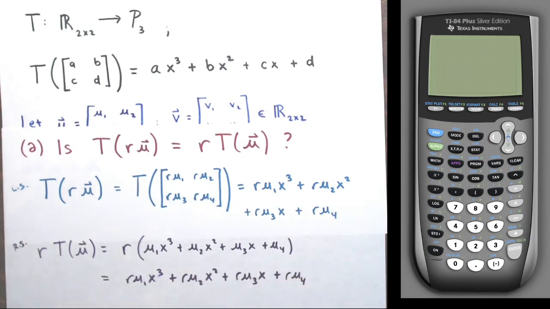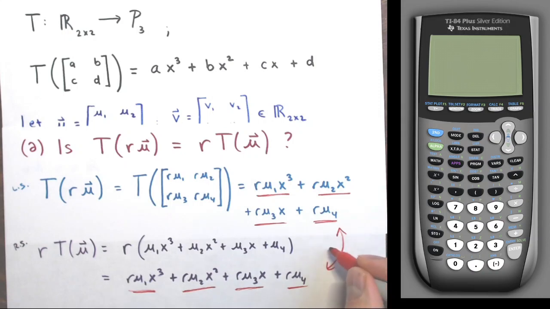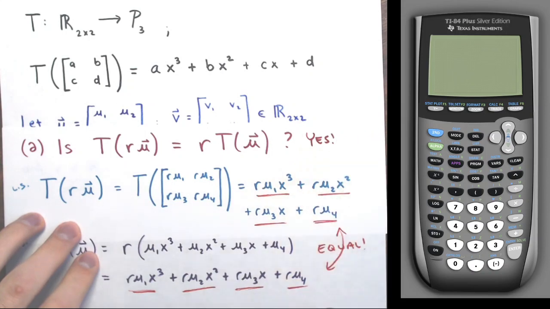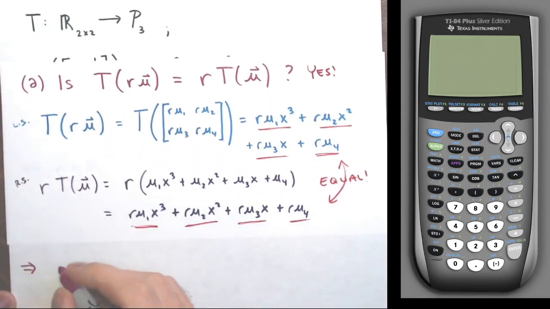And then look at this expression compared to that one, the t of ru versus the r times t of u. ru1 x cubed, ru1 x cubed, plus ru2 x squared, plus ru2 x squared, plus ru3x, plus ru3x, plus ru4, plus ru4, and every term down here is accounted for, every term up there is accounted for. They are indeed equal. So yes, the answer to the question is yes, and therefore that homogeneity property holds.